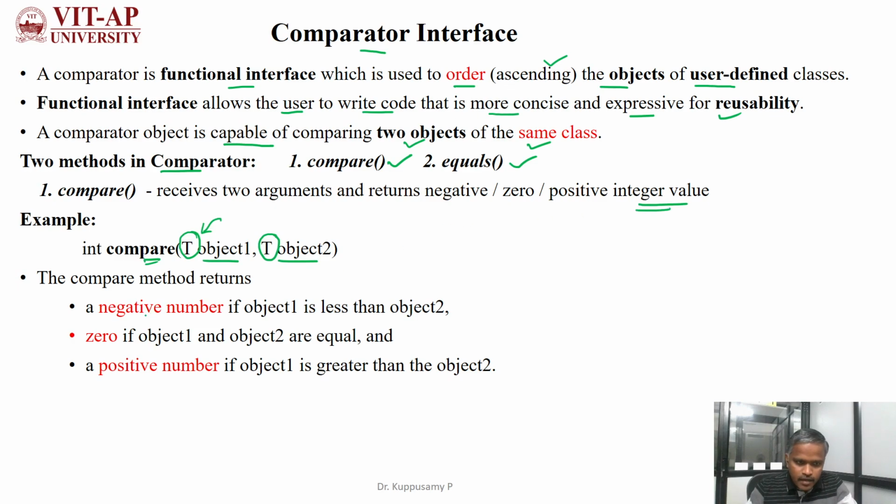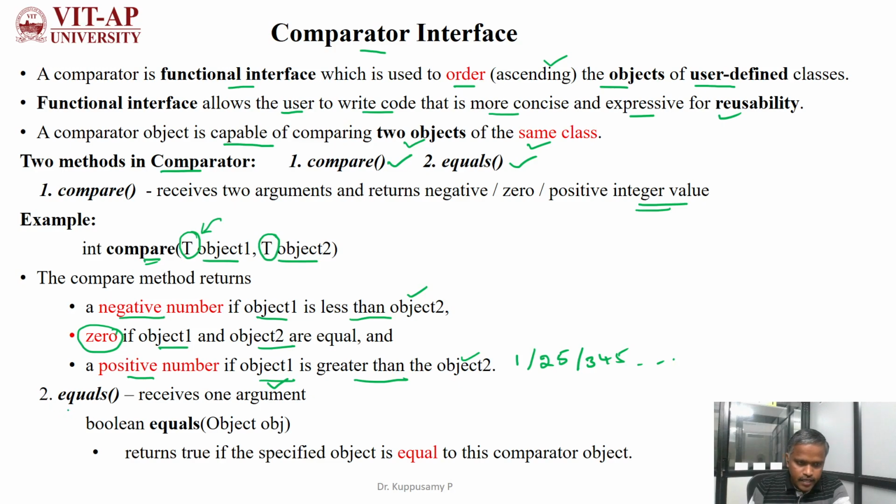That integer may be a negative integer when object 1 is less than object 2. If both objects are equal, then we will get 0 as the output, and when object 1 is greater than object 2, we will receive a positive number. The positive number may be a single digit, 2 digits, 3 digits, 4 digits, etc. So any positive number will come as a result of this compare method when object 1 is greater than object 2.